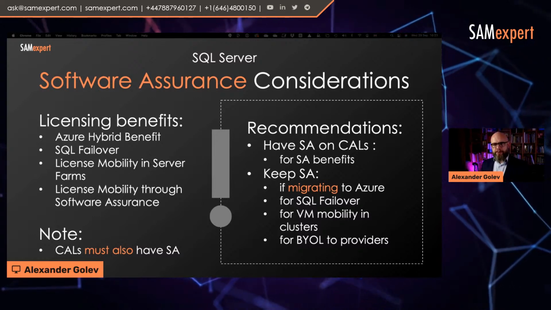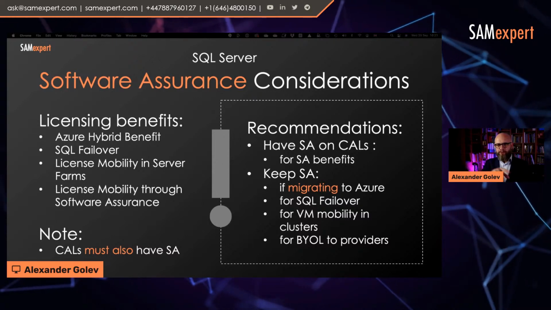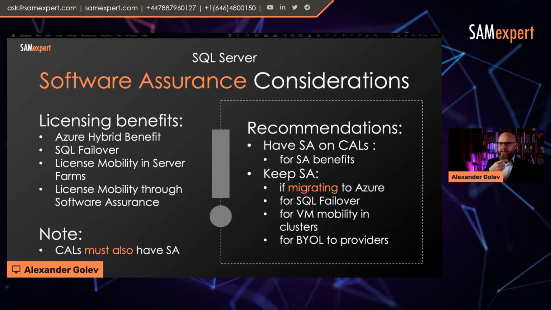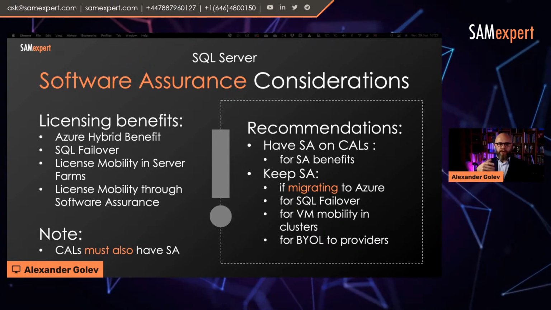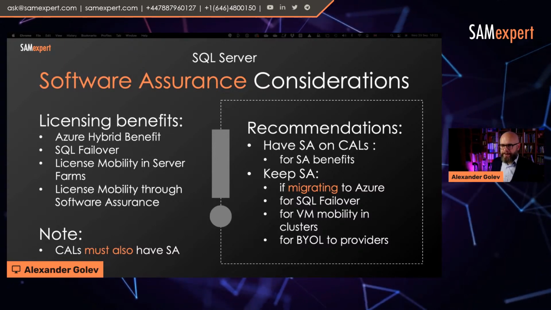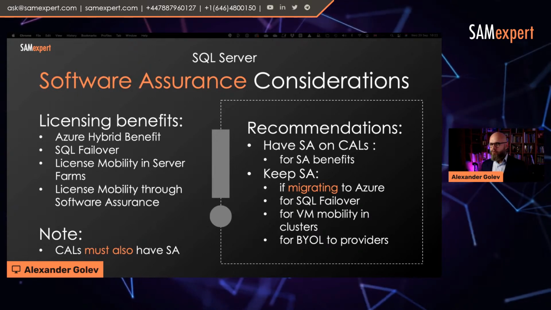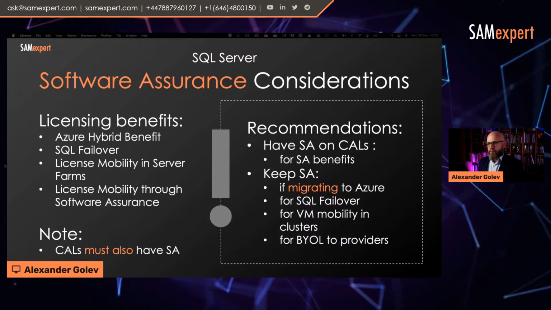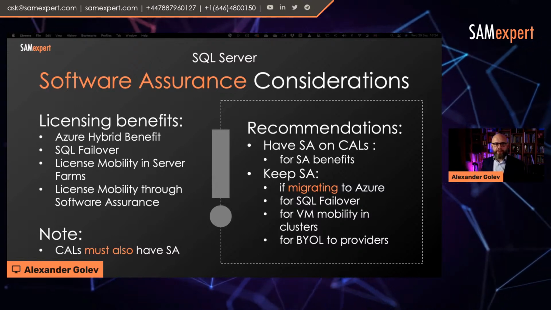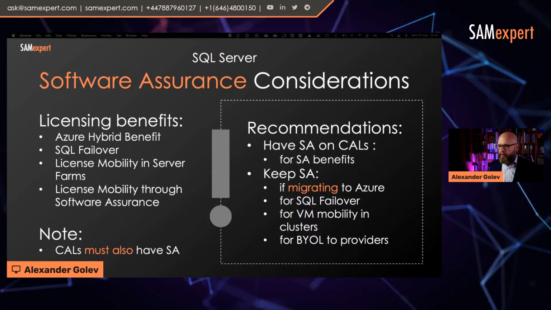Then you need it for license mobility in server farms. Remember, when virtualizing in clusters, you almost always need software assurance, so the license can travel together with the virtual machine. And then license mobility through software assurance if you want to bring your licenses to a third-party cloud or hosting provider. And note that if you're choosing the server CAL model, as usual, CALs must also have software assurance. So the recommendation is to have software assurance on CALs, as I already told you. I don't want to go down that rabbit hole again.